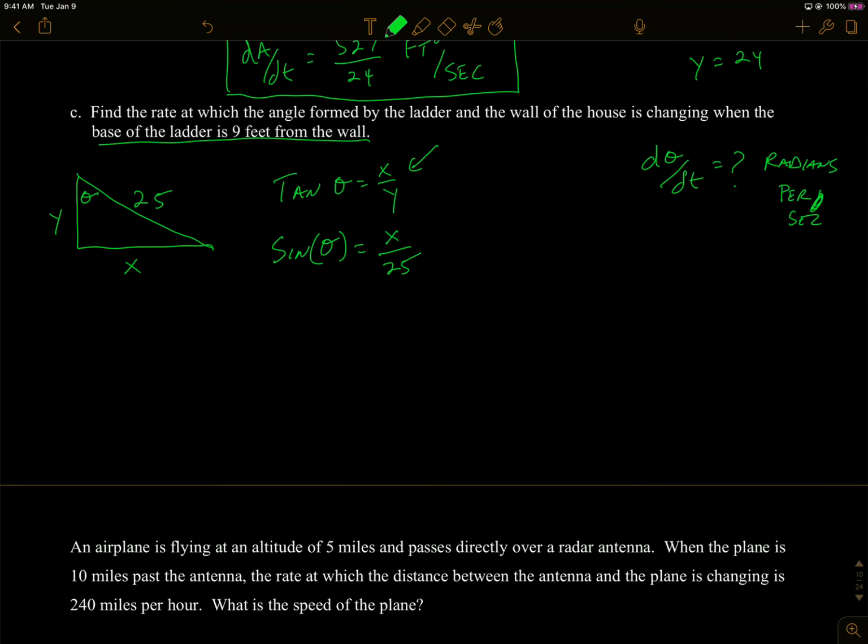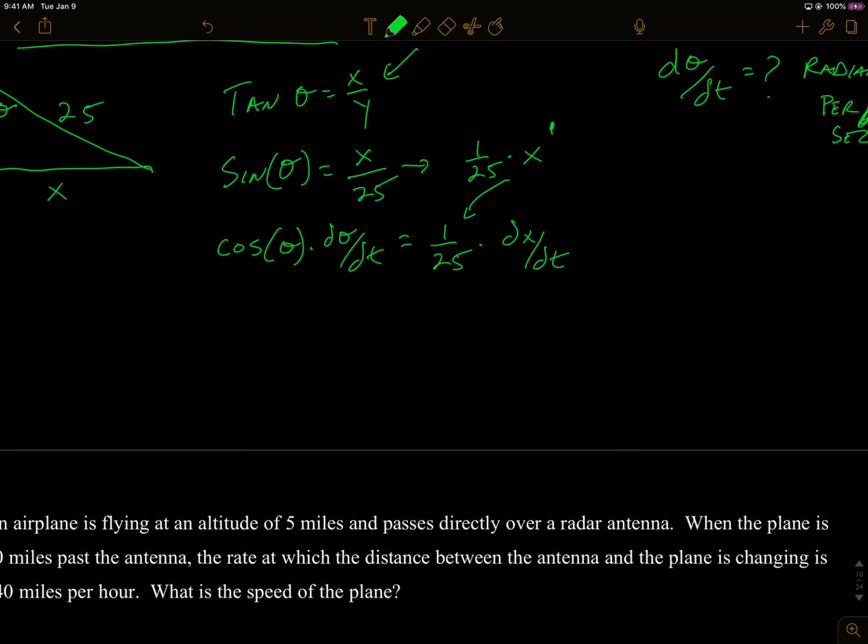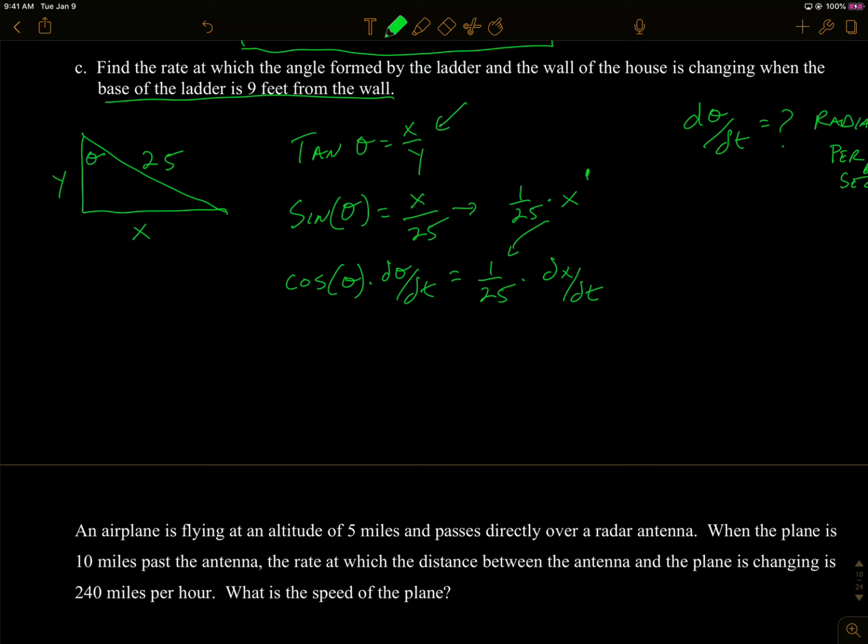So I'm going to take the derivative on both sides with respect to time. The derivative of sine is cosine of theta times d theta dt, the rate of change of theta with respect to time, equals 1 over 25 times dx dt. What happened here? I can think of x over 25 as 1 over 25 times x, so I just do power rule. This is like x to the first, so the derivative of that just becomes 1 over 25, times dx dt. d theta dt is what I'm looking for.